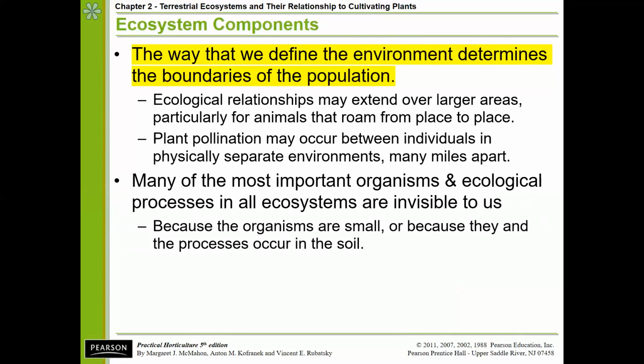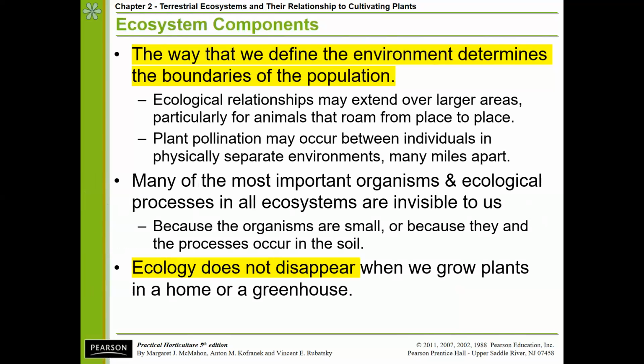Talking about ecosystem components, the way that we define the environment determines the boundaries of the population in an ecology or an agroecosystem, natural or controlled ecosystem. And when we grow plants in an artificial ecosystem, an agroecosystem, the whole idea of ecology does not disappear. That includes greenhouse production or even indoor plant production. We still have pests, for instance, and those pests are still operating on an ecological paradigm.